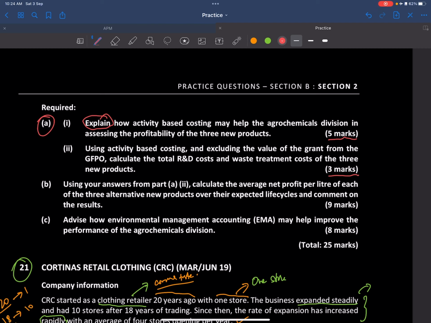And then for number B, using your answer in part A2, calculate the average profit per liter of each of the 3 alternative products over the expected life cycle and comment on the results. So first we need to calculate the average net profit per liter, second is comment. And we need to talk about EMA, environmental management accounting, and how it can help improve performance of the agricultural division. 8 marks, so we need 8 points for that, 1 mark per point.